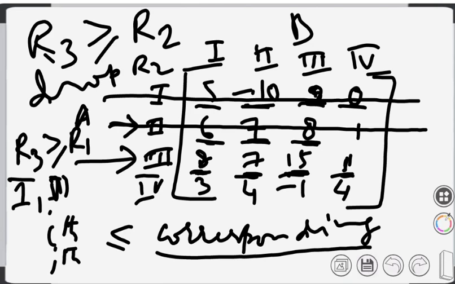Now let's check whether we can use column dominance or not. If we compare the first column with the second column, 8 is greater than 7, but 3 is less than 4. So the first and second columns cannot be compared. The first and third columns also cannot be compared. The first and fourth columns also cannot be compared. Those rows or columns which are already omitted, we will not consider them.